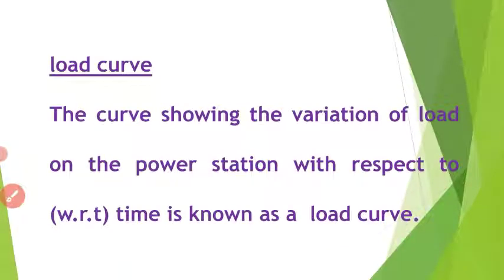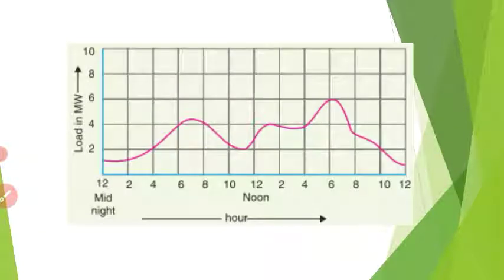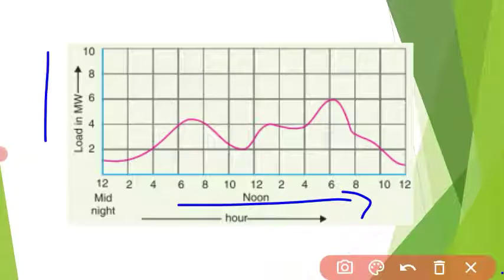Okay. Let us understand what a load curve is. The load curve showing the variation of load on the power station with respect to time is known as the load curve. Here is the graph. This is the time and this is the load in megawatt. If you look here, from midnight to midnight, the load on the power station is variable in nature.